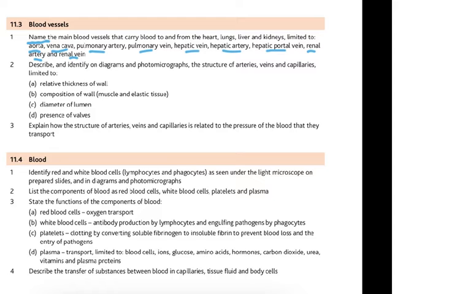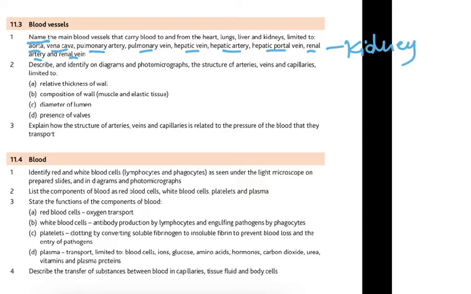And you must know which organs they connect. Where do they go from? Where do they go to? Like the pulmonary artery and the pulmonary vein. Hepatic is something to do with the liver, hepatic artery, then renal is something to do with the kidneys. So you know which part of the body they are talking about.